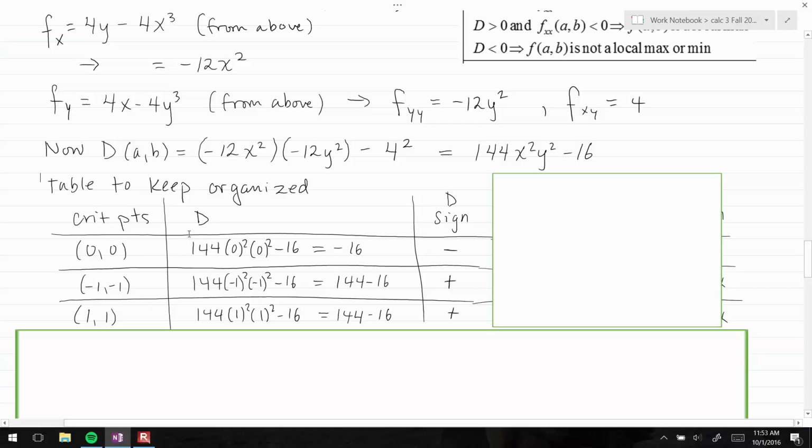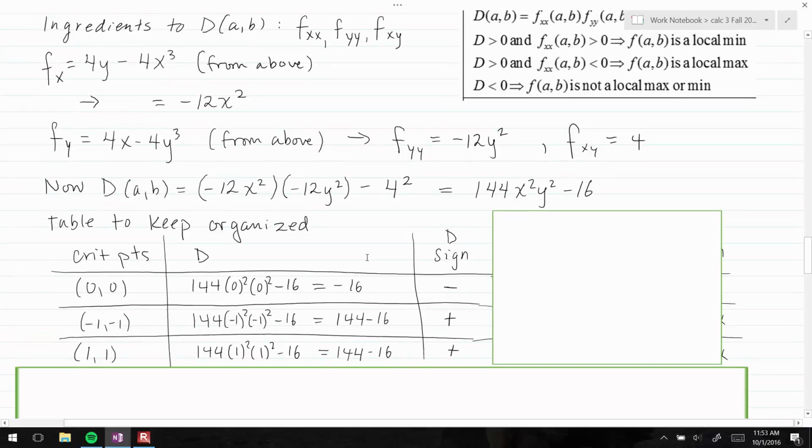Plugging in big D with the (0, 0), you get -16. And really all we're trying to get out of big D is its sign. So if you want to be kind of lazy at some point and not actually calculate the number, that's okay. But be careful that you're actually bringing it through far enough that you can tell its sign, for sure. So it is negative. Do this for the rest of the critical points. Get its sign here at this point, 144 minus 16 for the critical point at (-1, -1). Well, obviously that's going to be positive. I don't even need to bother doing that subtraction.